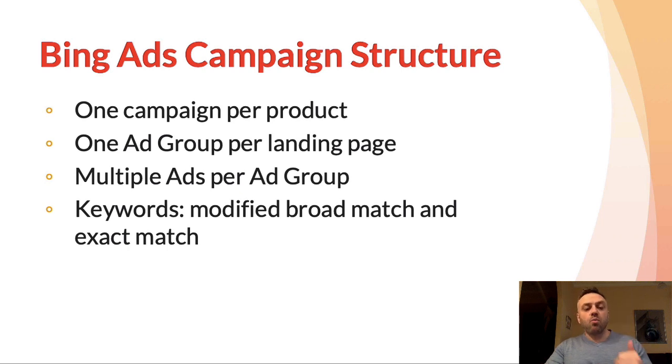So we're going to have one campaign. That campaign is going to have one ad group, okay? Because an ad group is basically a way to group similar ads and similar keywords that are tied to a specific landing page. Since we only have one landing page, it doesn't really make sense to have multiple ad groups. We're going to have one ad group, and then this ad group is going to have multiple ads, okay? And we're going to use various keyword modifiers, and I'm a big fan of modified broad match, and we're also going to use exact match as well.